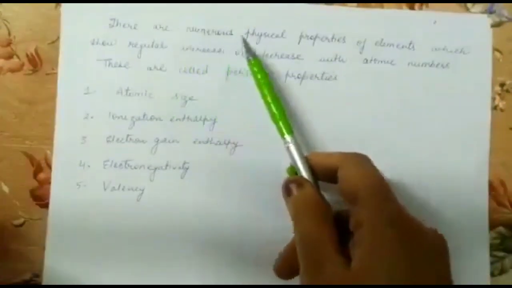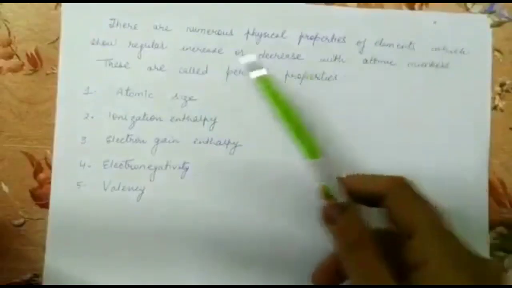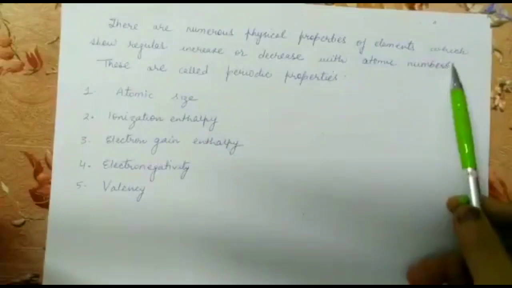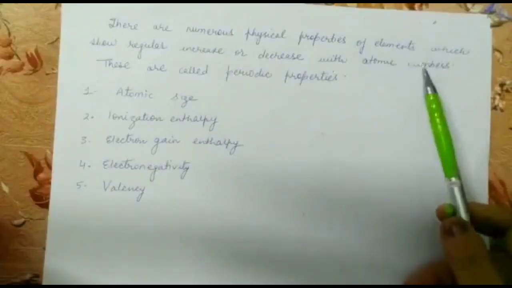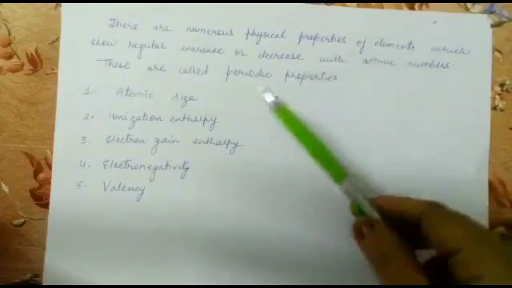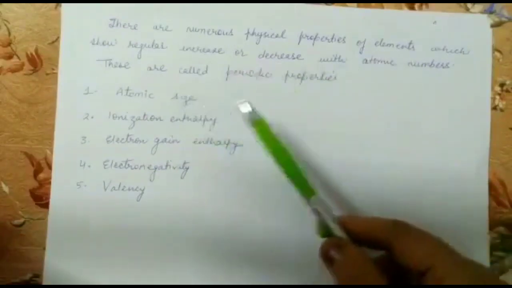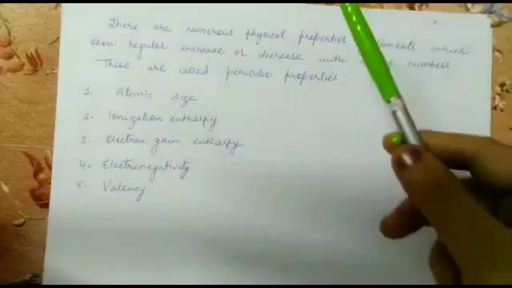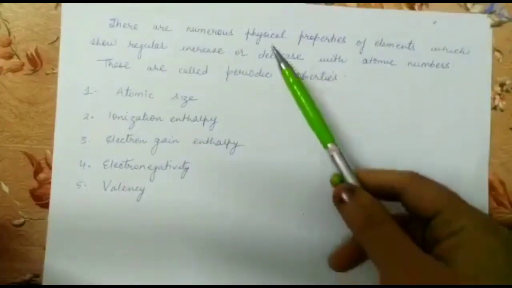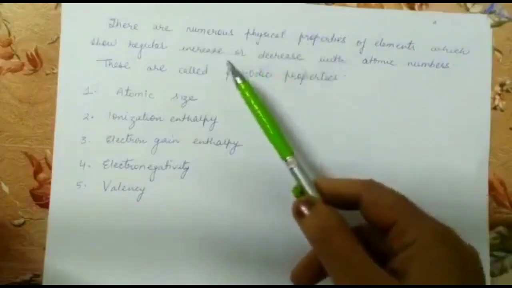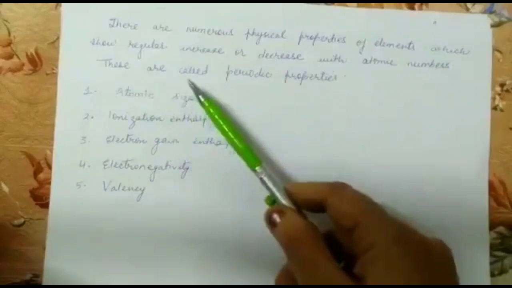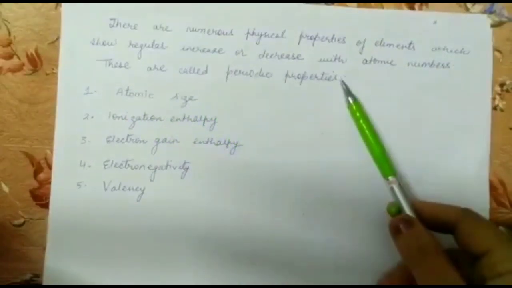There are several physical properties of elements which show regular increase or decrease with atomic number. These properties you have learnt in 10th class: as we move down the group, metallic character increases. As we move from left to right, non-metallic character increases. As we move down the group, melting points and boiling points increase. So these physical properties regularly increase or decrease in the periodic table. That's why these properties are known as periodic properties.